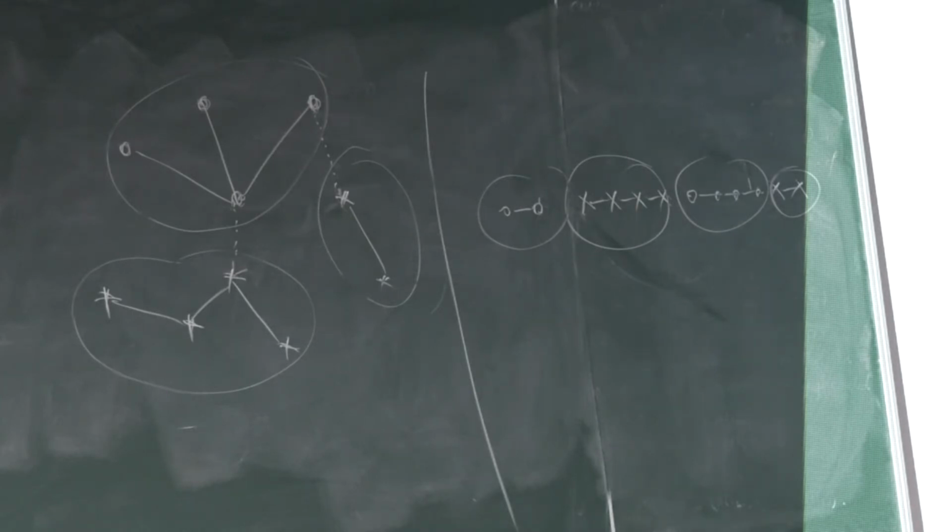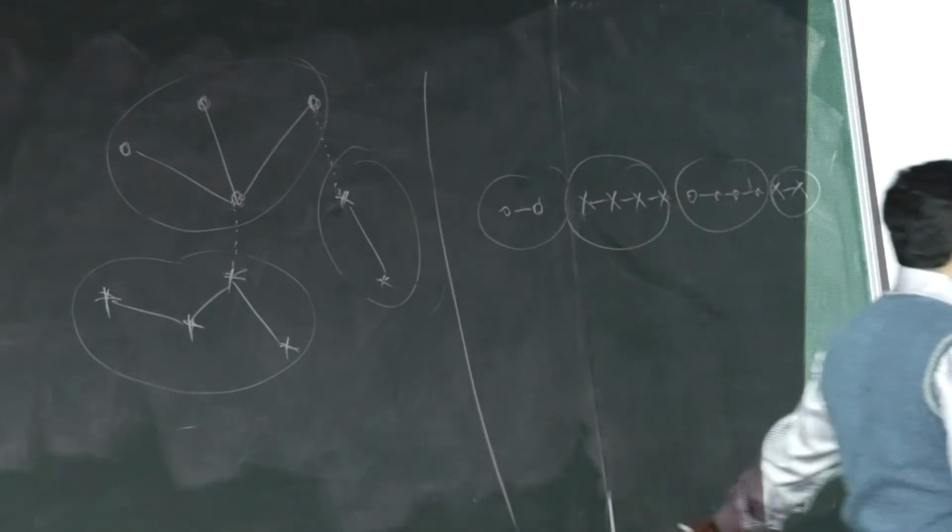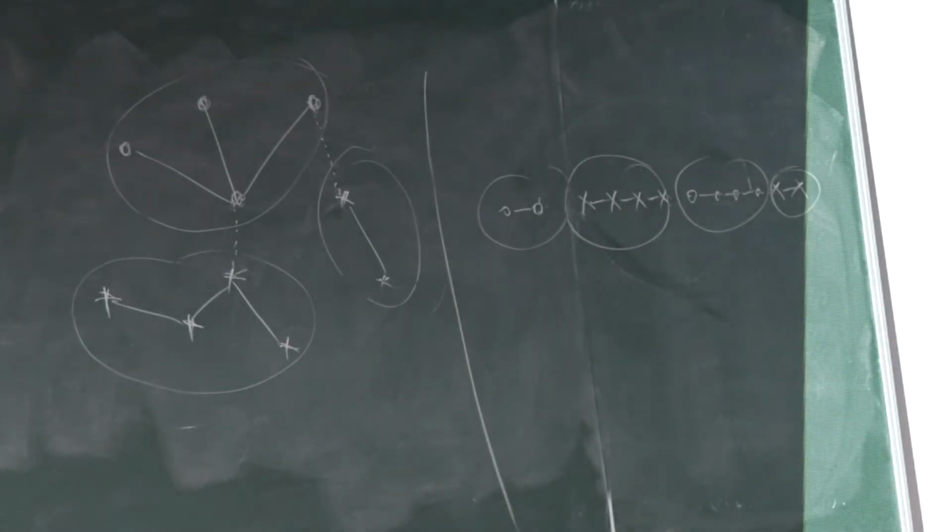Okay? So that is why it is known as the multivariate rank test, and this was proposed by Friedman and Rafsky. Is there any question regarding this?